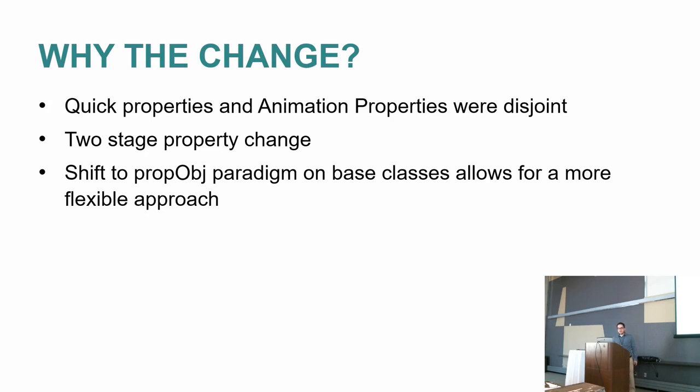Two-stage property change, what I mean by that is, what would happen is your dialog would get the change notification, and then the dialog was responsible for telling your snapper, in the case of quick properties, that it changed. There is potential here for quick properties and your snapper property to become out of sync. And same with animation properties. I've kind of seen it all over where we have the sync to properties that we have to run constantly to make sure that our snapper is up to date.